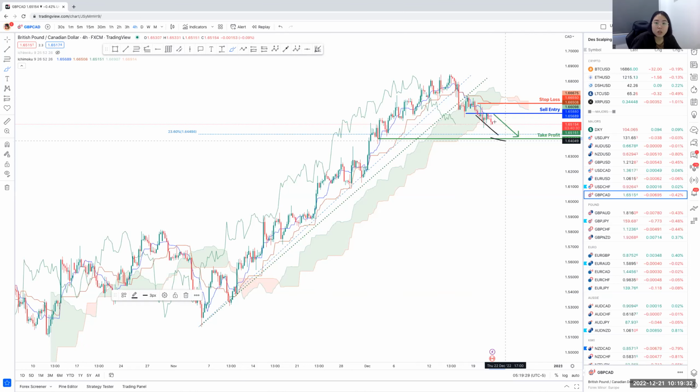So using Trendline, you will be able to find setups. You'll be able to find your entry, your stop loss, your take profit.